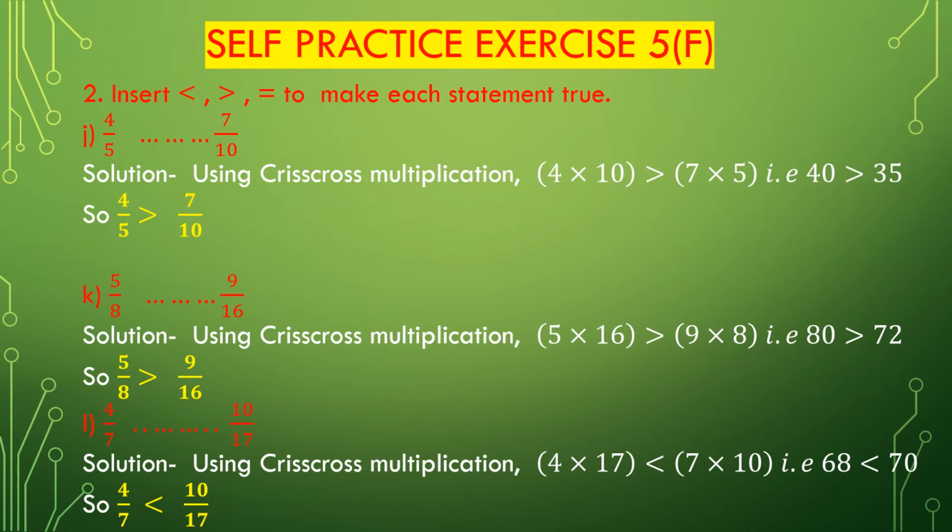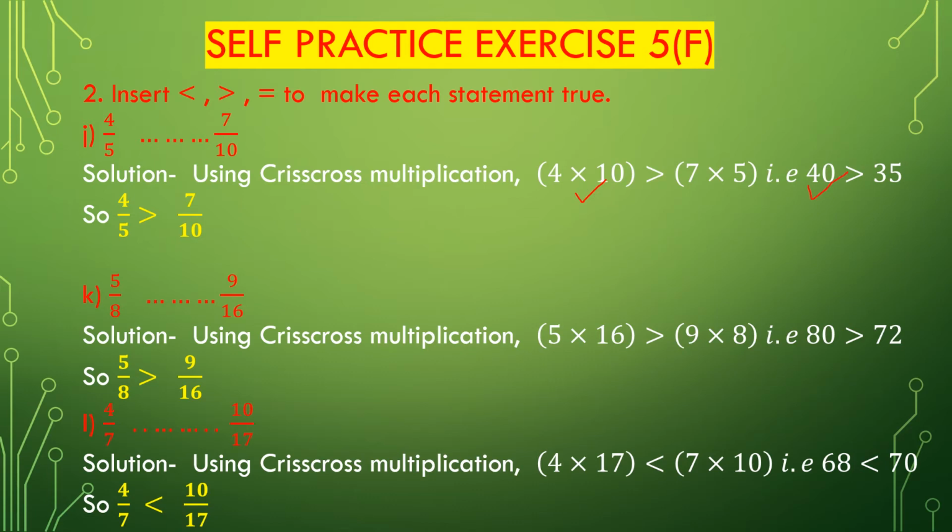Now we solve question J bit. J. 4 divided by 5 dash 7 divided by 10. Using crisscross multiplication, both are unlike fractions. So multiply the numerator of 4 divided by 5 with the denominator of 7 divided by 10. So multiply numerator 4 with denominator 10. 4 multiplied with 10 is 40.